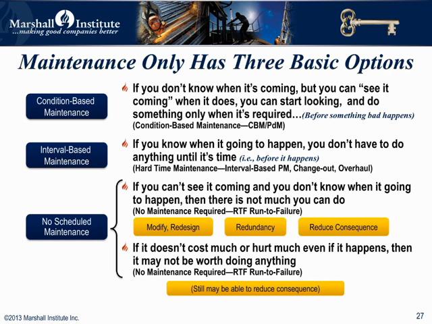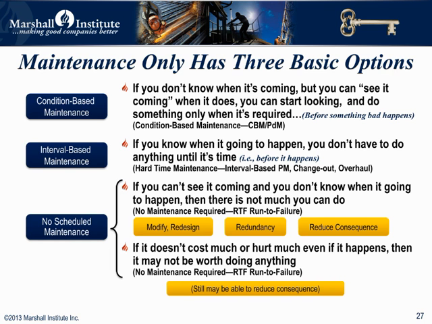When you think about it, maintenance has only about three basic options. It's our job to pick the right one. For example, if you don't know when it's coming, but you can see it coming when it does, then start looking, and then do something only when it's required, that is, before something bad happens. That's condition-based monitoring, CBM or PdM. If you know when it's going to happen, then you don't have to do anything until it's time, that is, before it happens. That's interval-based PM, change-out, or overhaul.